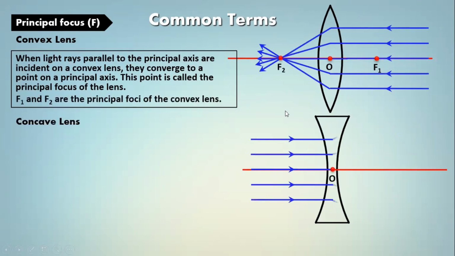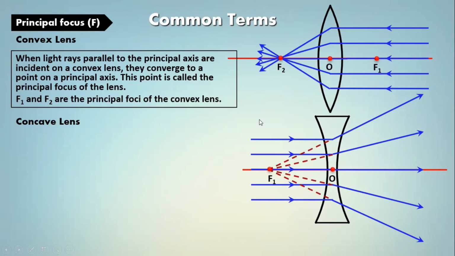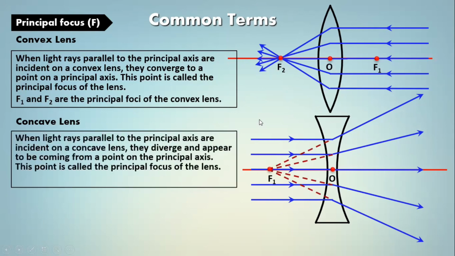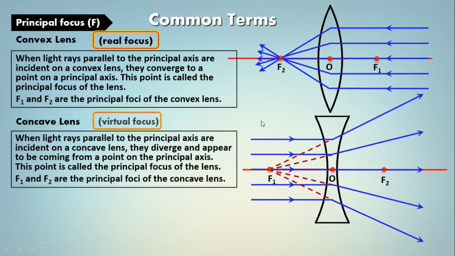For a concave lens, it is different. It diverges. So all these rays appear to meet before the lens. That point is called your focus. When light rays parallel to the principal axis are incident on a concave lens, the diverging rays appear to be coming from a point on the principal axis. This point is called the principal focus. So concave and convex both have a different principal focus. One is a real focus and one is a virtual focus.